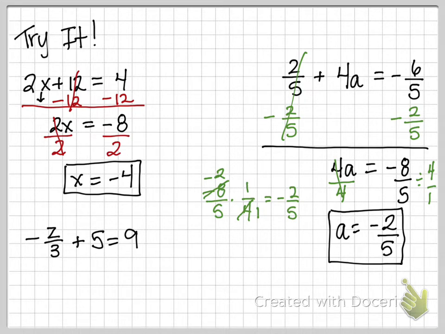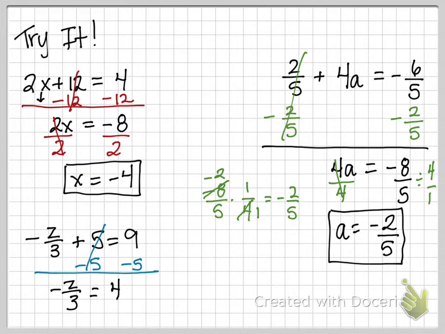All right, and finally, down on the bottom, negative z over 3 plus 5 is equal to 9. So first start off by covering our variable term and dealing with whatever else is on that same side of the equation. So plus 5, in order to move forward, we're going to need to subtract 5. Subtract 5 on both sides. And bring everything else down. Negative z over 3 is equal to 4. 9 minus 5 is 4.